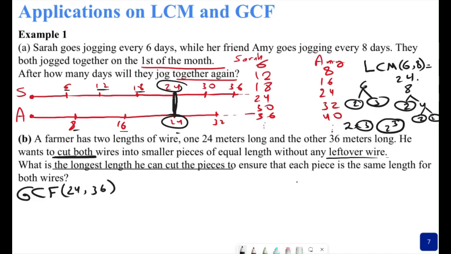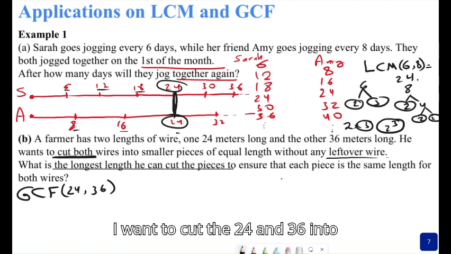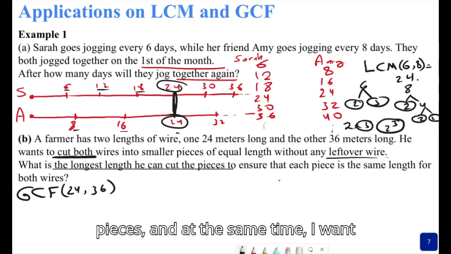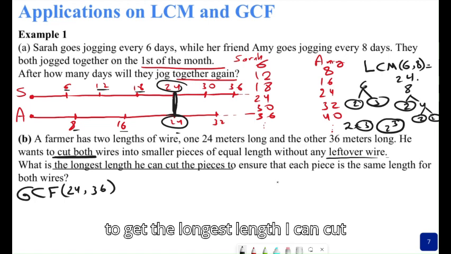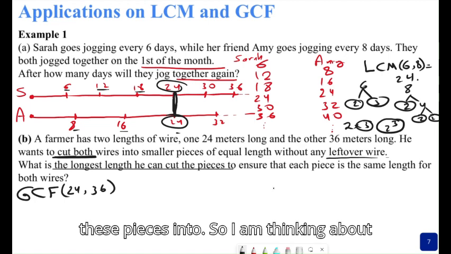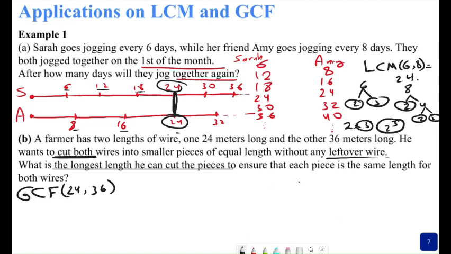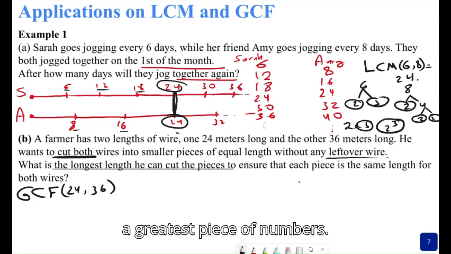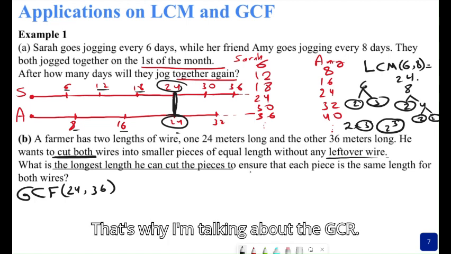How? I want to cut the 24 and 36 into pieces, and at the same time I want to get the longest length I can cut these pieces into. So I am thinking about a greatest piece of numbers. That's why I'm talking about a GCF.